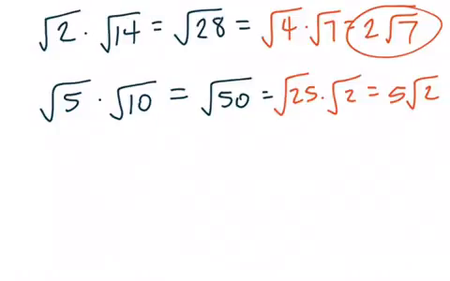Okay, 2, that is the square root of 2, that is in simplest form. So we have 5 and the square root of 2.